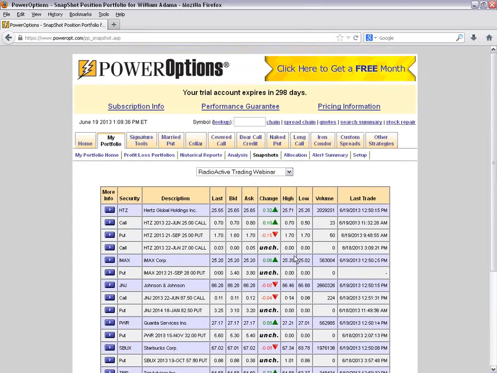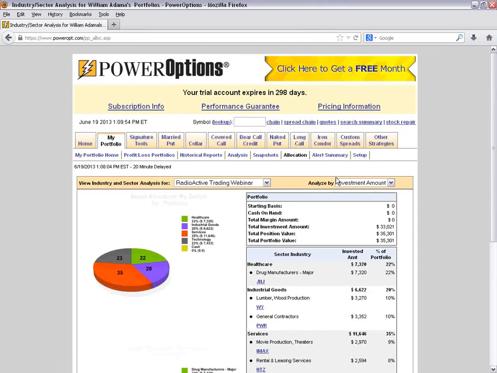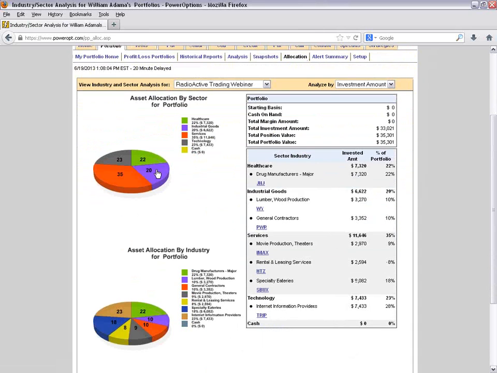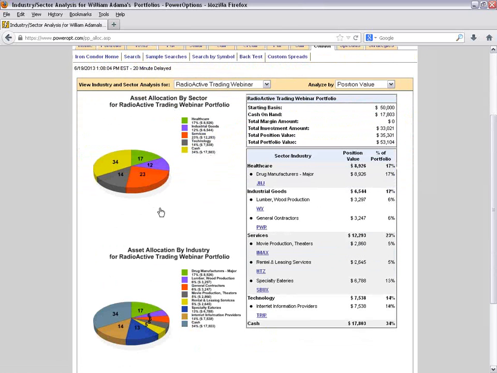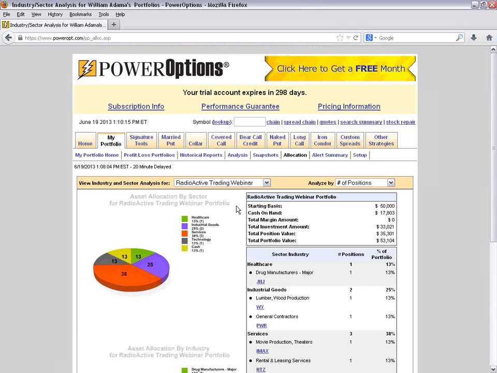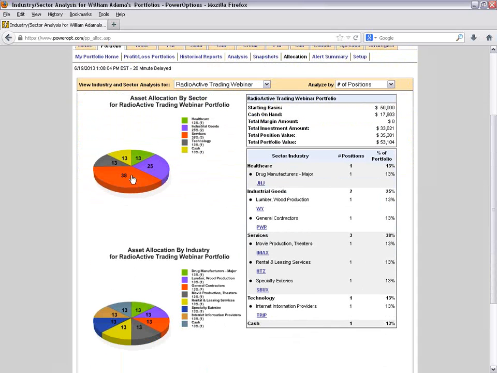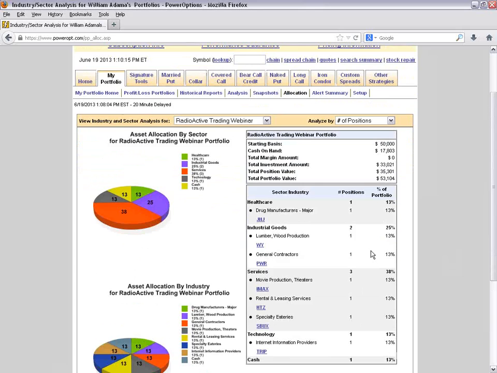Okay. The allocation view, it's pretty straightforward. Pie charts of this allocation by investment, industrial services, healthcare, technology, and so forth, and then asset allocation by industry as well. And we could look at position value, and just change that a little bit. And then, of course, we could also look at number of positions. And that just gives us a brief allocation. Services is the highest, it looks like, in this particular portfolio, and it gives you a breakdown here as well.